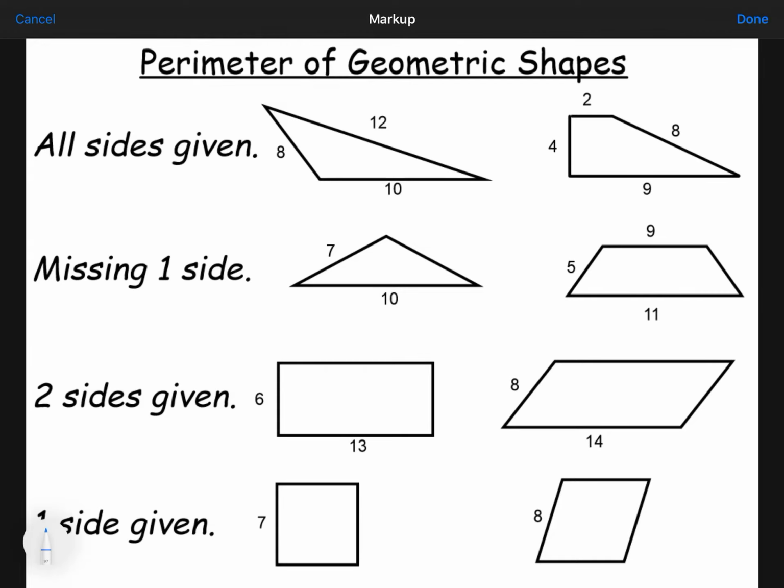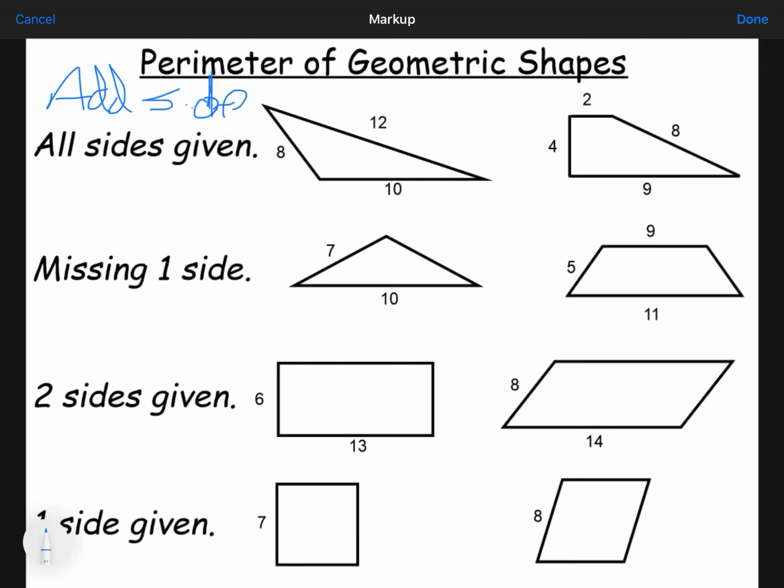Hi everybody, today's our very easy lesson about perimeter of shapes. As you can see here, we have shapes that you've seen relatively recently: triangles, trapezoids, rectangles, parallelograms, squares, and rhombuses. But for all shapes, perimeter means add all the sides.